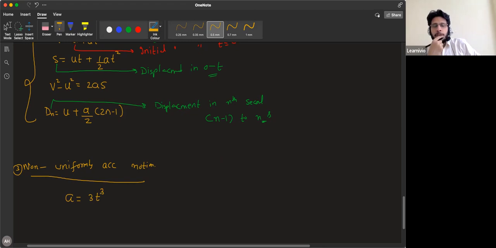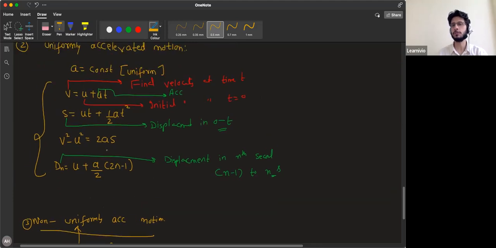Yes, Krishna. If acceleration is 3t cube, it's uniformly accelerated motion or non-uniformly accelerated? No, see, acceleration depends upon time, right? So acceleration is non-uniform. It's a non-uniformly accelerated motion. So if your motion is non-uniformly accelerated, and if I ask you to calculate velocity or displacement, what will you do? You can't use these equations.